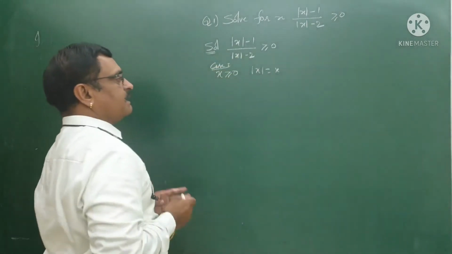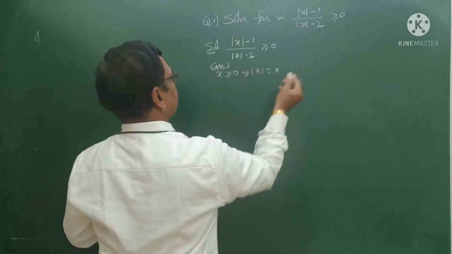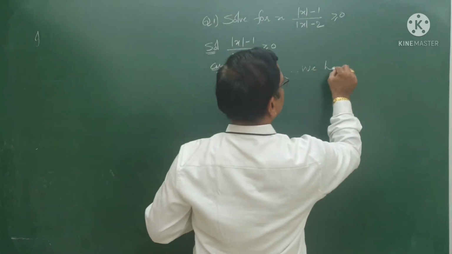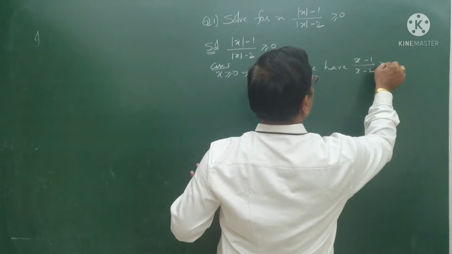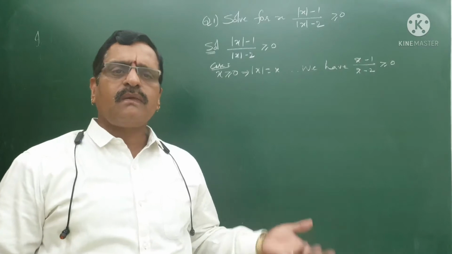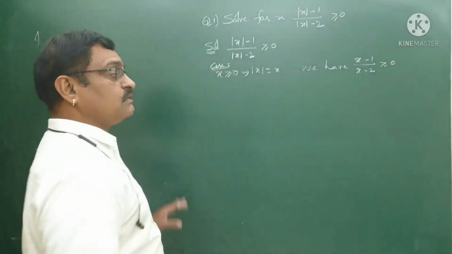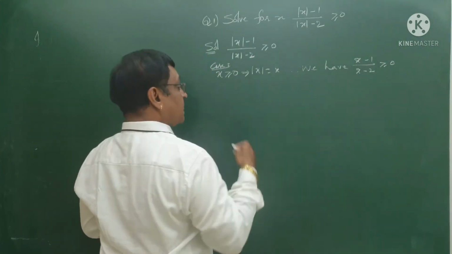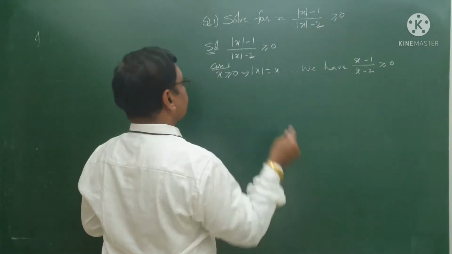Case 1: x is more than or equal to 0. This implies mod x is equal to x. Therefore we have x minus 1 by x minus 2 more than or equal to 0. Now it became a normal rational inequality. How do we solve it? By the real line method. In the real line method, we solve the numerator and denominator for x. Those are called zeros of numerator and denominator.